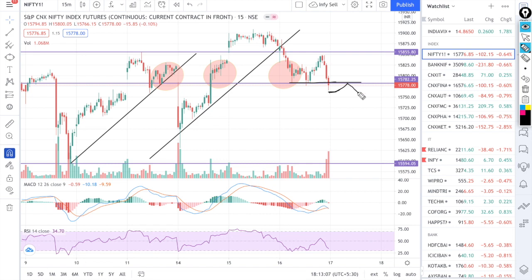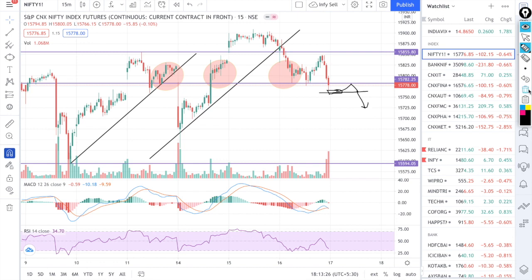So immediately if the market opens a little bit gap down, don't go and sell. If it goes up and then takes a rejection over here, then only make a sell position when this particular low is broken. This is how you should plan, this is how you should trade. Wait for the price action.